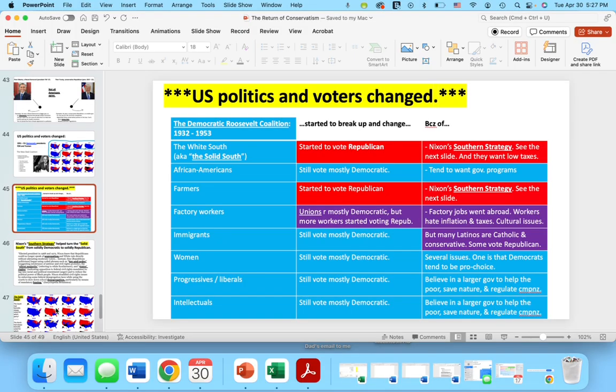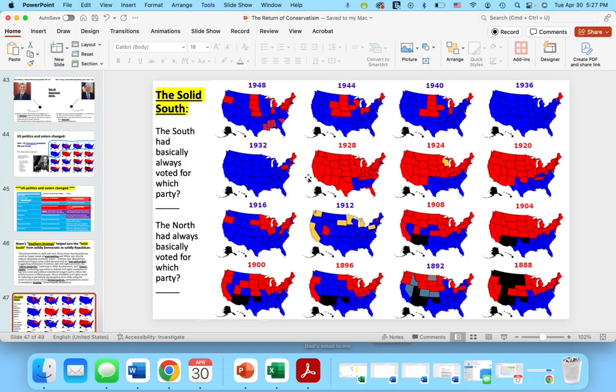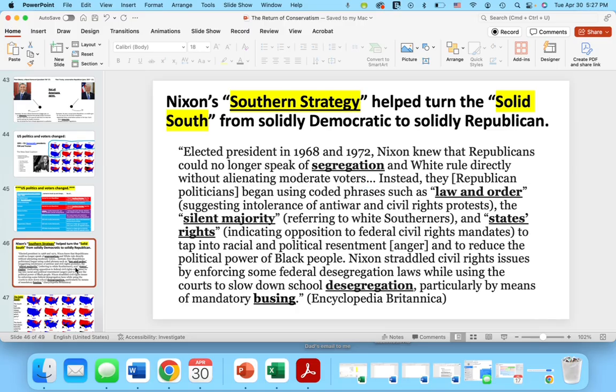So basically what happens here is you can see the Solid South in blue. It had been Democratic. Going back here, this is after the Civil War. Solid South is blue, blue, blue the whole time here, voting Democratic. But that changes partly with Nixon. Nixon had a Southern strategy, and it helped turn the Solid South from solidly Democratic to solidly Republican. What was the Southern strategy?